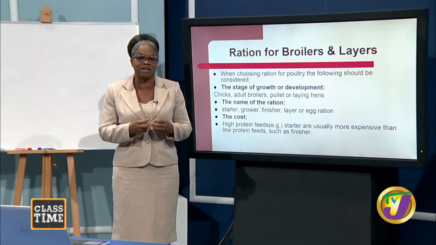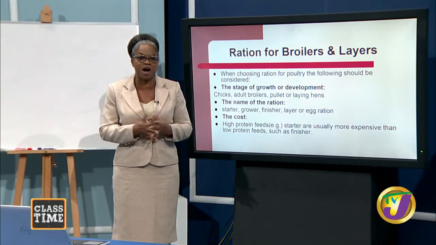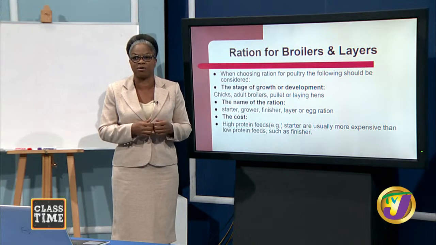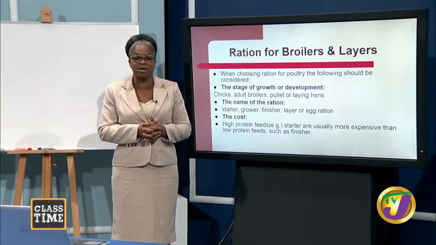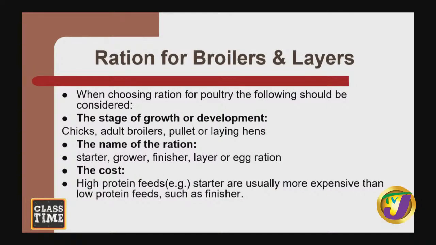We have to ask ourselves the question, before we even go into the farm store to buy that ration: what is the stage of growth and development that you're going to need the ration for? Yes, you want to know the name of the ration that you need to purchase for your animal. And you also have to think about cost, because at the end of the day, we want to make sure that we make a profit. Good? So for the stage of growth and development, you have to ask yourself the question based on the poultry. Are we going to raise some chicks? Are the adult broilers what we need the ration for? Or is the ration for pullets or laying hens?